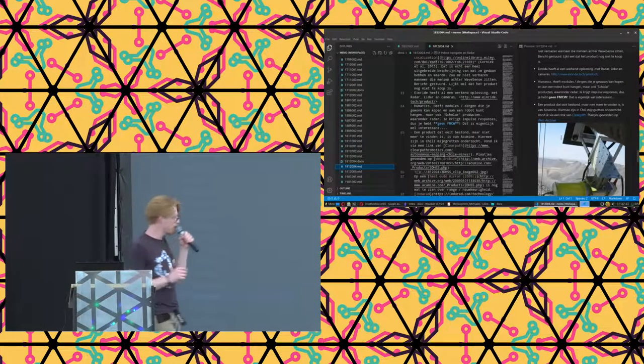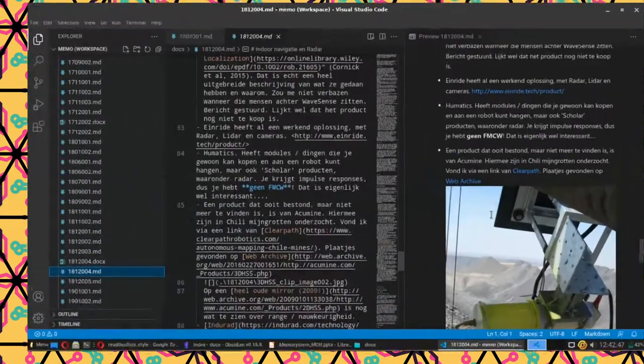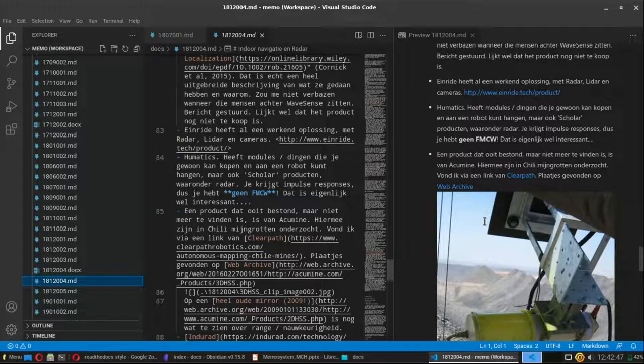So what does it look like? Here's a screenshot of Visual Studio Code. You see all the memos on this side, so they're all just an MD file with a number. Then here you see all my talking to myself. And here on the other end you see the rendered view. So I have a preview of whether my inclusion of an image actually worked out.